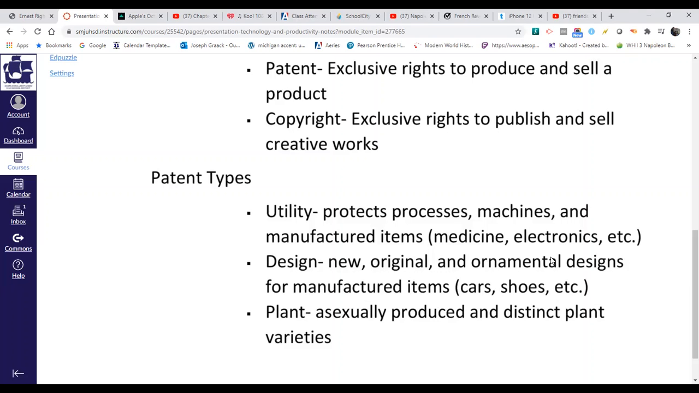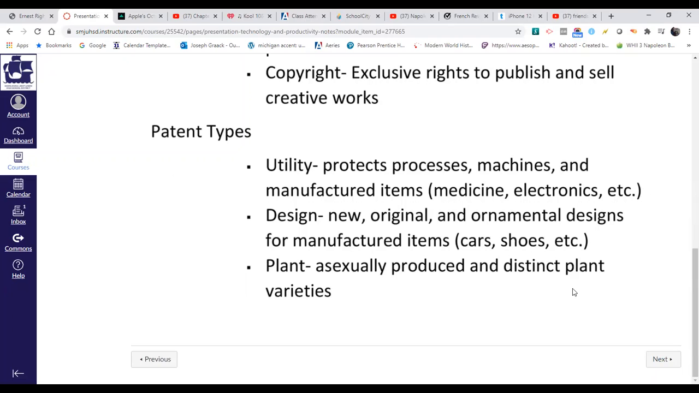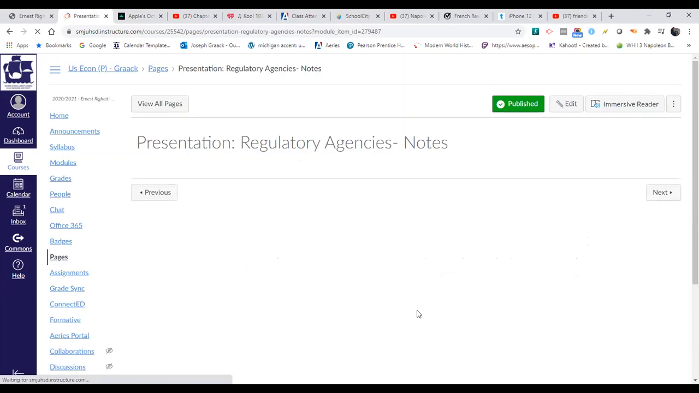That's why you can't take a Chevy Corvette and use that design and sell it with Ford, Nissan, Toyota, what have you, because Chevy owns the design patent on that. And then lastly, there is a plant patent, and those are asexually produced and distinct plant varieties, right? Basically where you take two types of apples and come up with a new type of manufactured apple that didn't exist before in nature. And so that is two ways that the government plays a role in our free enterprise system by protecting and encouraging technology and productivity.